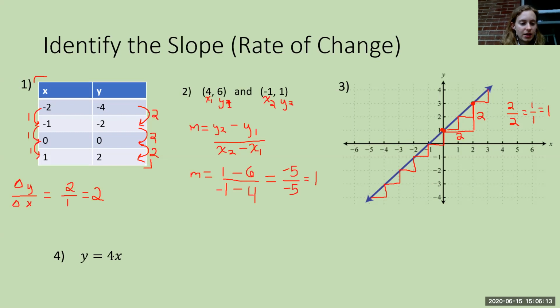And then finally here for number 4, I look at my equation. I see the number that's being multiplied with my input variable, with my x, is 4. That means the slope is 4. That's all there is to it. The slope is 4. That means each time your x goes up by 1, your y is going to go up by 4.